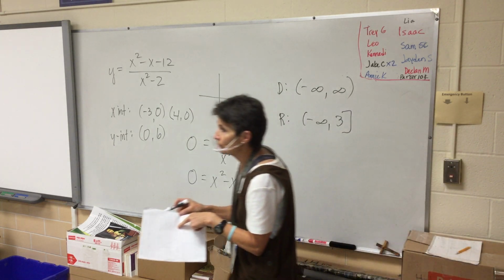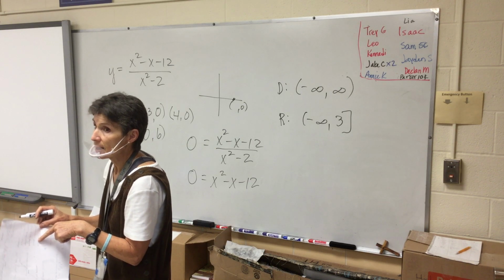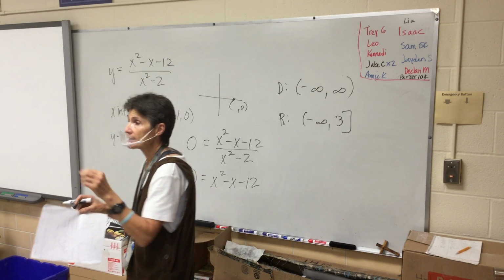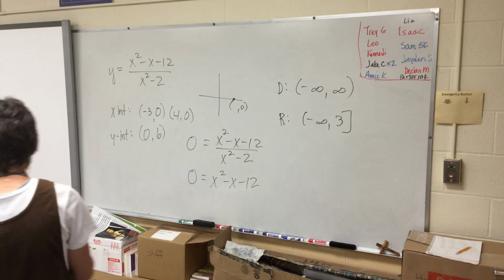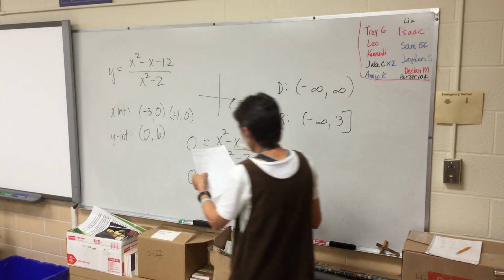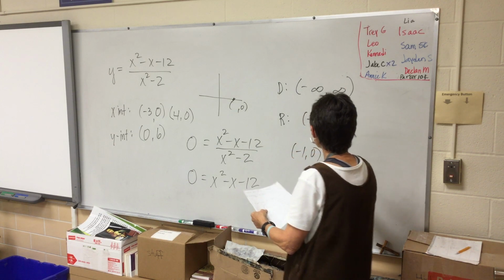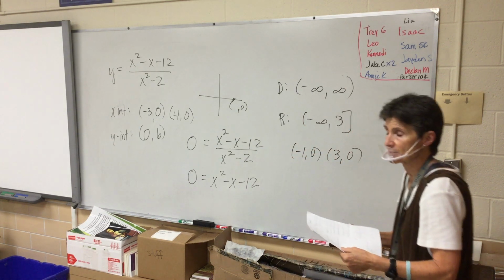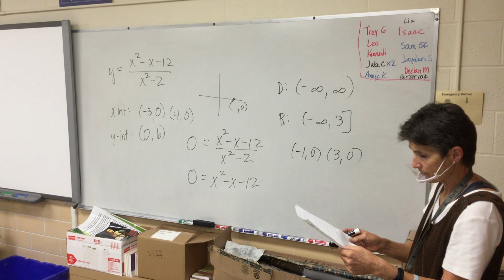Zeros. What's that another word for? Zeros are x-intercepts. Guys, stop and think. When you use the 0 button on your calculator, weren't you looking for where it crosses the x-axis? Zeros are x-intercepts. So you got them right there in front of you. You don't even need to solve for them. What are your zeros? 3 and -1. -1, 0, and 3, 0. Those are your x-intercepts. That's where we cross the x-axis.